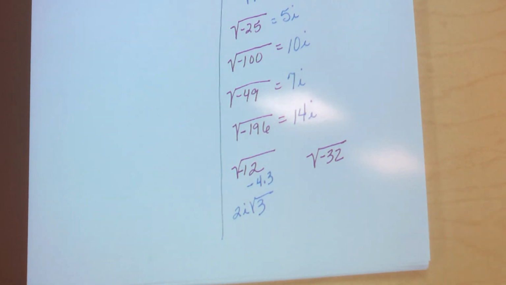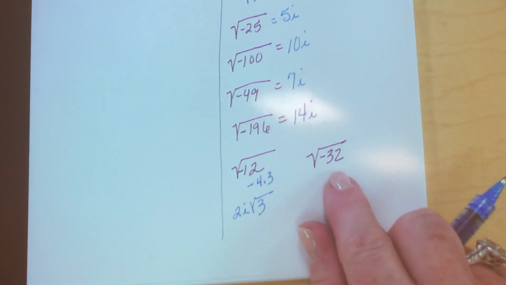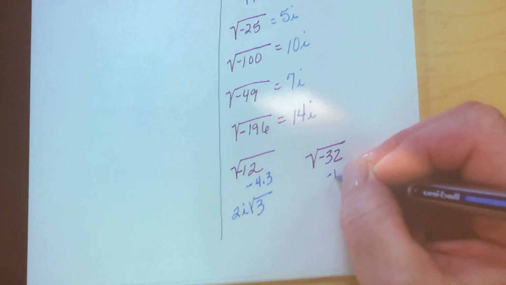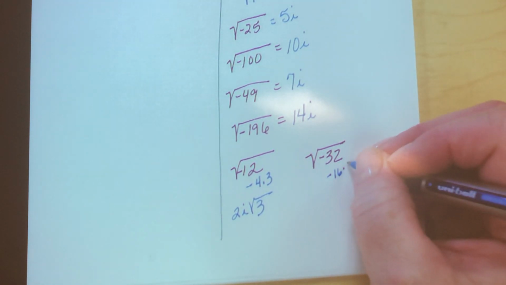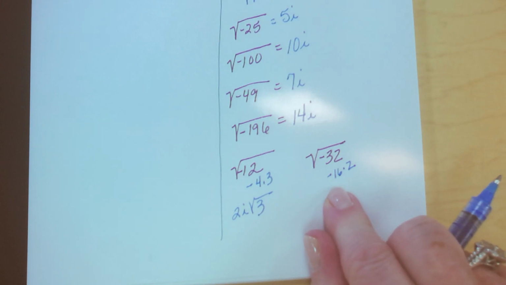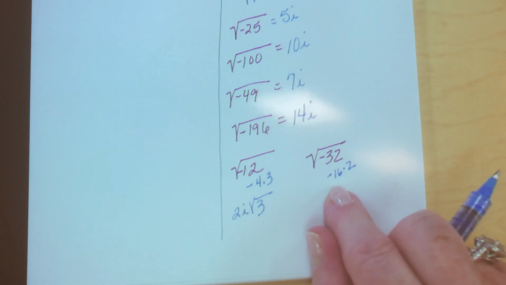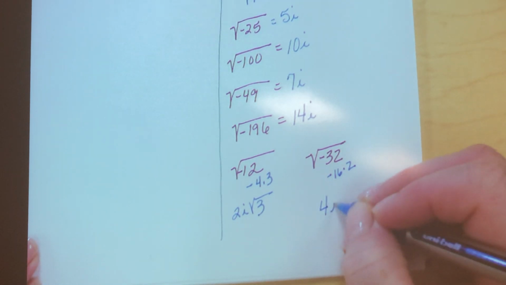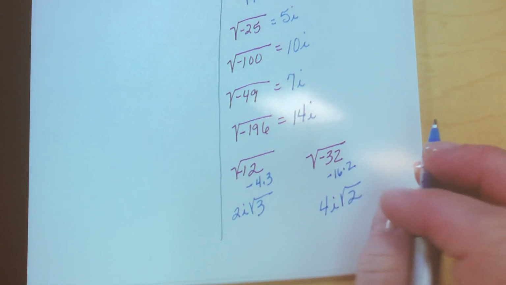Okay, you got it? What's a perfect square that's a factor of 32? 16. So first of all, you probably thought 4, and then you're like, oh yeah, I gotta try 16. So put the negative on the perfect square. So negative 16 times 2. What's the square root of negative 16? 4i. 4i times the square root of 2.